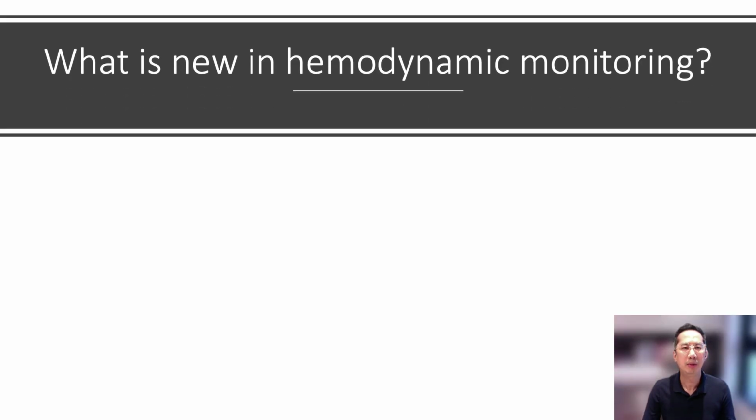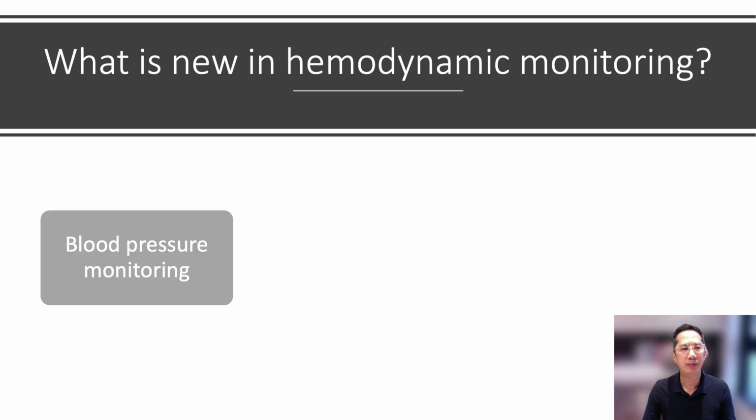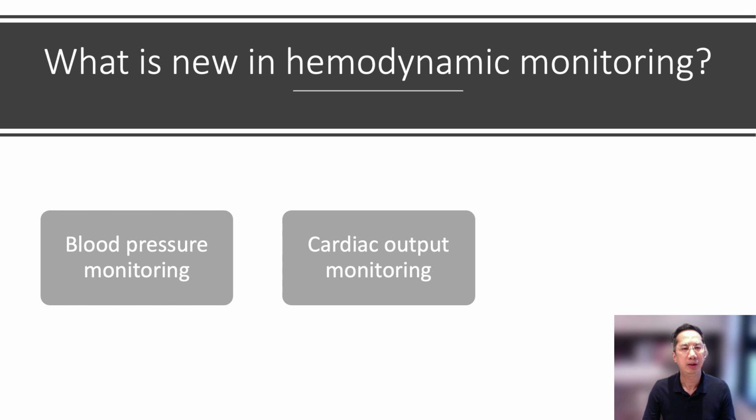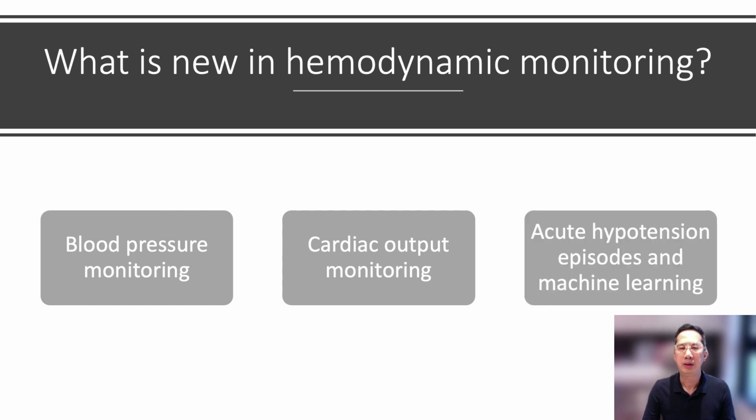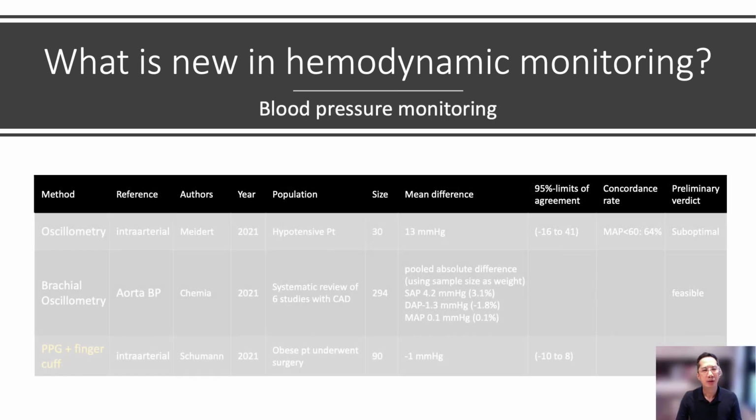So what's new in hemodynamic monitoring? I'm going to focus on blood pressure monitoring, cardiac output monitoring, and the prediction of acute hypotension episodes with machine learning methods. So first is the blood pressure monitoring. Here I just listed three recent studies.